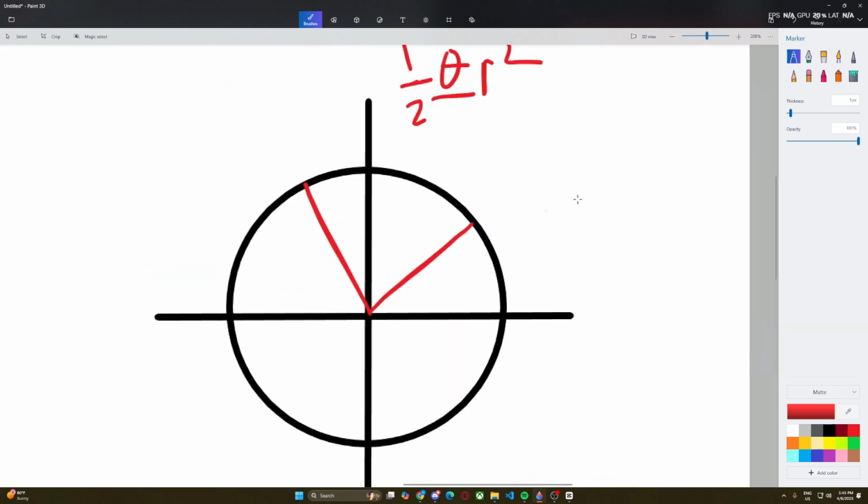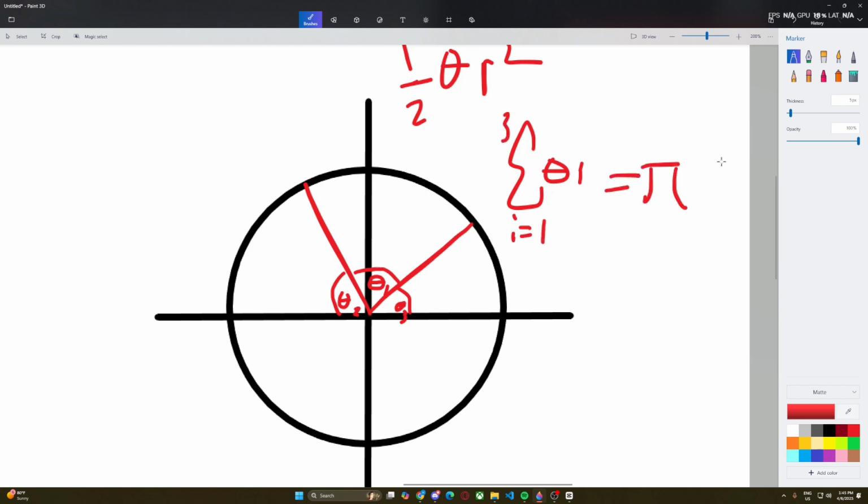Let's first find this theta right here. This angle theta, the angle made by this radius, and this angle right here, let's call these theta 1, 2, and 3. As we can see, it makes a full 180 degree rotation, so the sum of theta i, where i equals 1 to 3, equals pi.